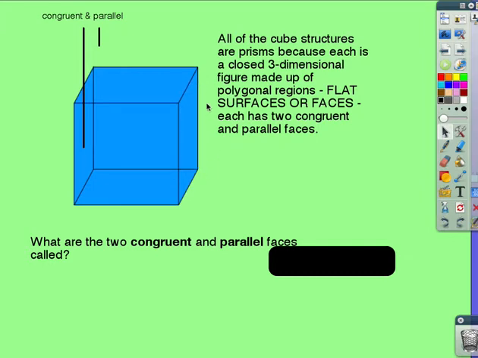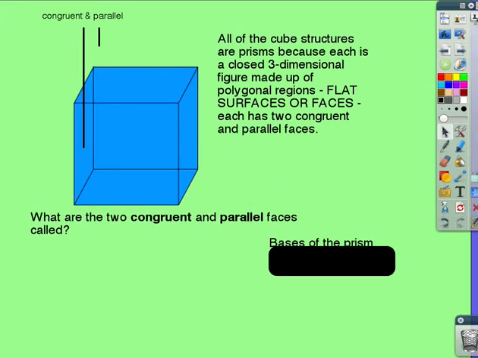All cube structures are prisms because each is an enclosed three-dimensional figure made up of polygonal regions, flat surfaces or faces. Each has 2 congruent and parallel faces. This is parallel and congruent to this side, congruent from this side to that side. What are the 2 congruent and parallel faces called? Well, they're going to be called the bases of the prism. Very important for us to remember, something maybe you will want to write down in your notes.